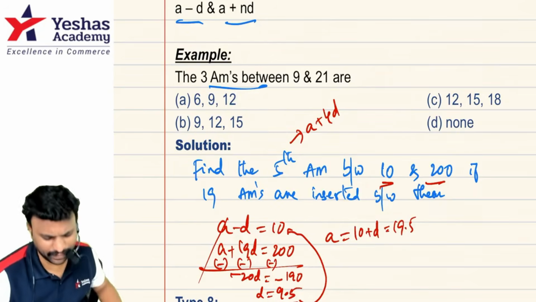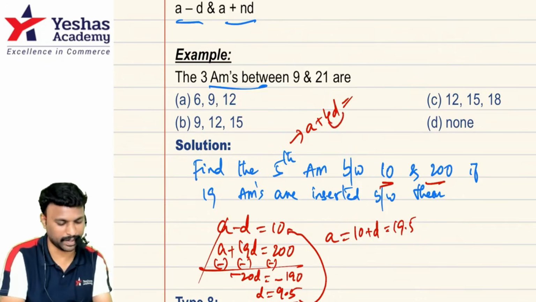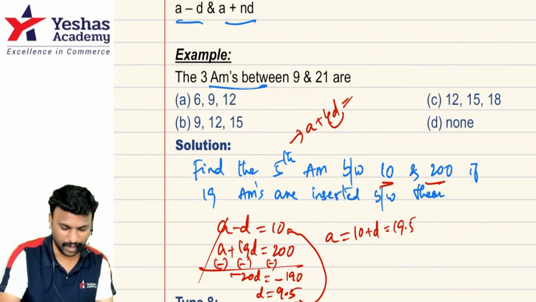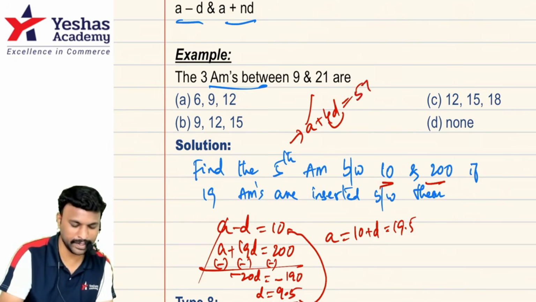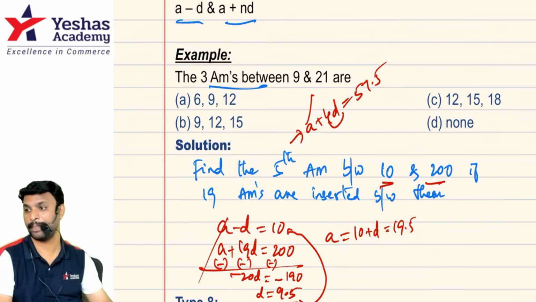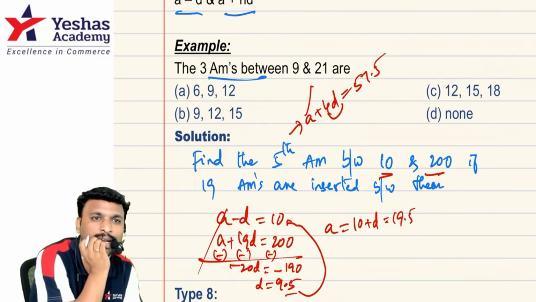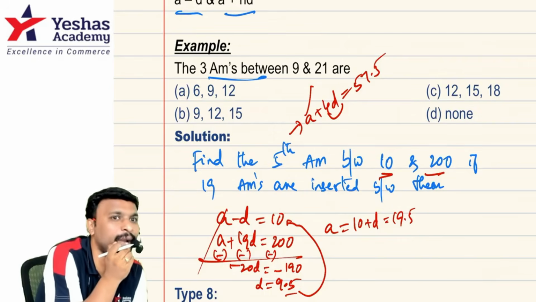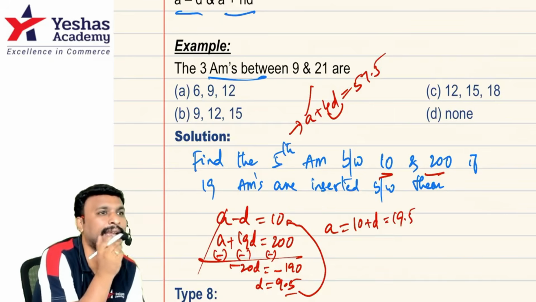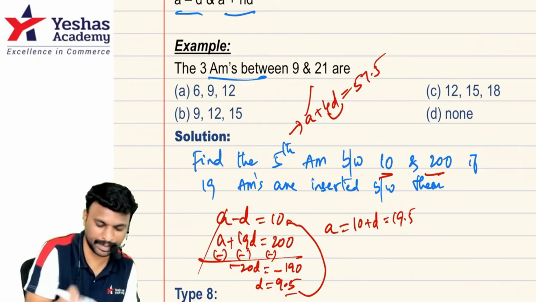I got the A value, I got the D value. I want A plus 4D. Take a calculator. 4 into 9.5 plus A, which is 19.5. That will fetch you 57.5. You understood? Should I explain once again or is it clear? Tell me if you want me to explain again. Is it required or not required? Yes, sir.